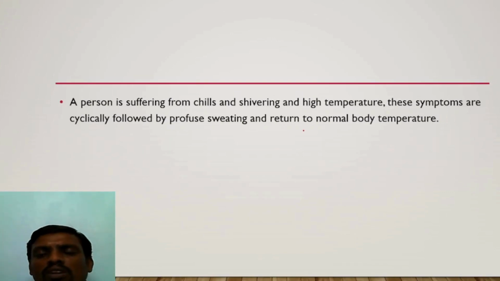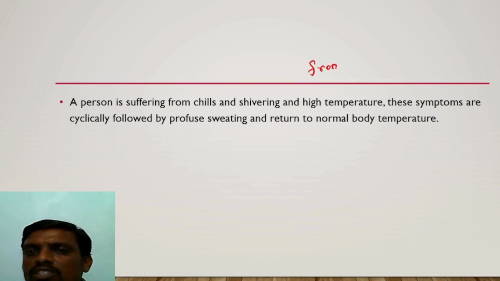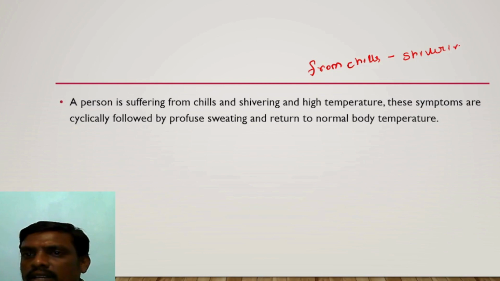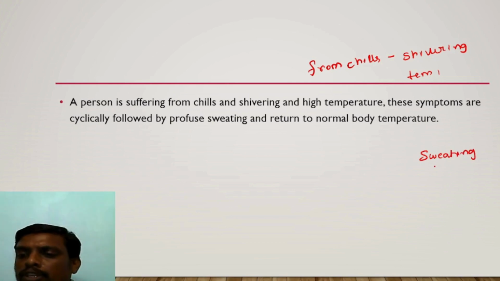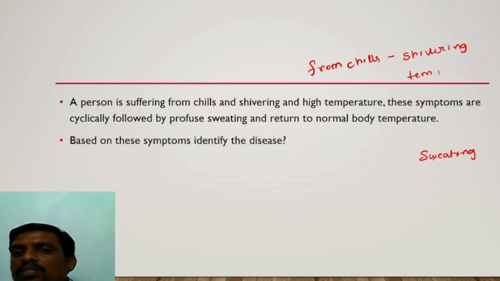Let us have one of the questions given here and solve it. A person is suffering from chills, a body chill. At the same time, he or she has shivering with high temperature, and these symptoms are cyclically followed by profuse sweating from the body or skin and a return to normal body temperature. Based on these symptoms, identify the disease.